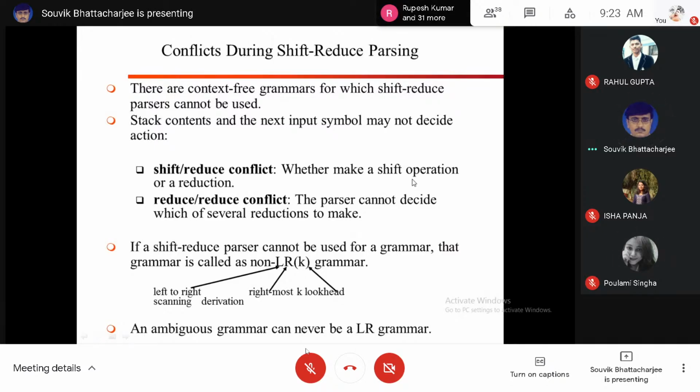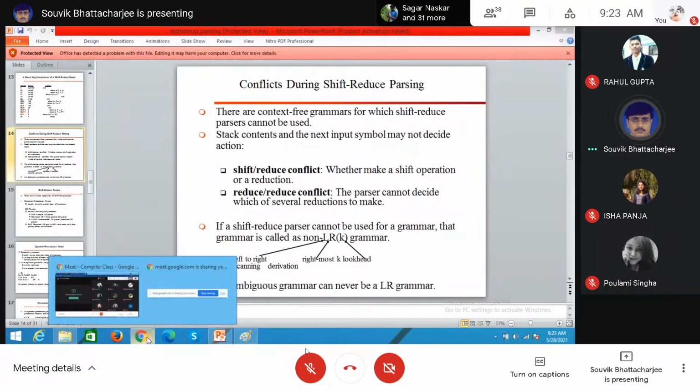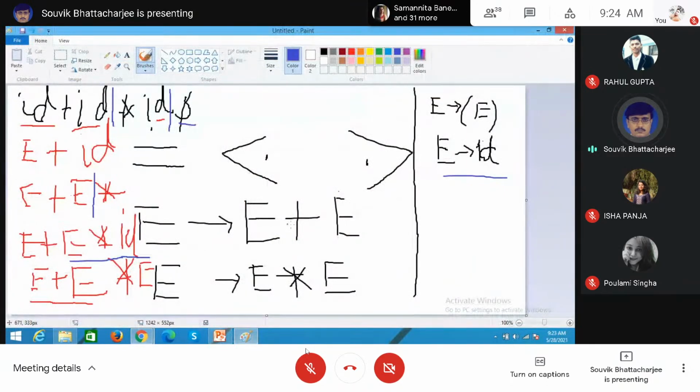Now, in order to overcome this concept, that is conflicts during the shift reduce parsing, two techniques can be used. First one, you just see here. In this example grammar, E produces E plus E, E produces E star E, E produces ID. This is basically an ambiguous grammar. In that case, I have already shown you how to remove the ambiguity of this specific grammar.